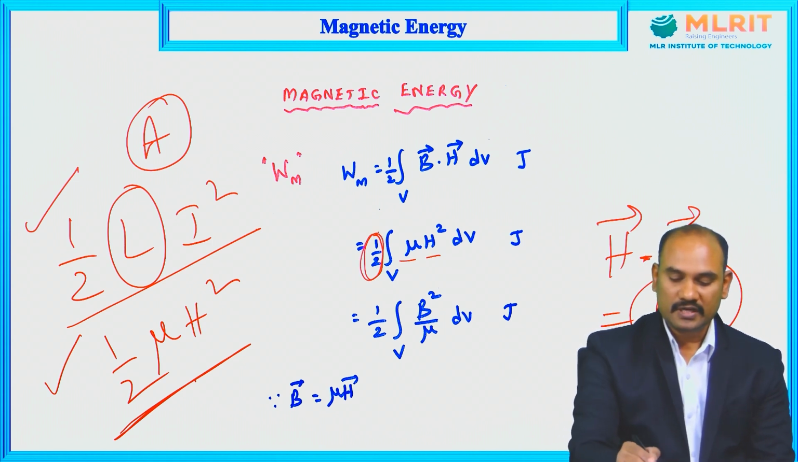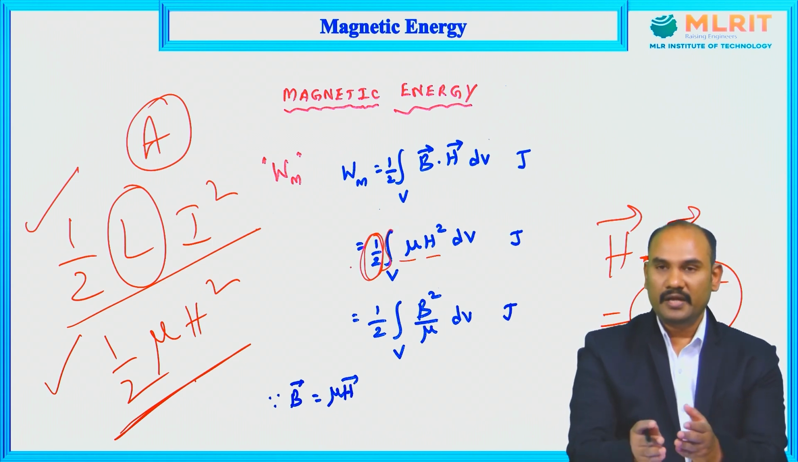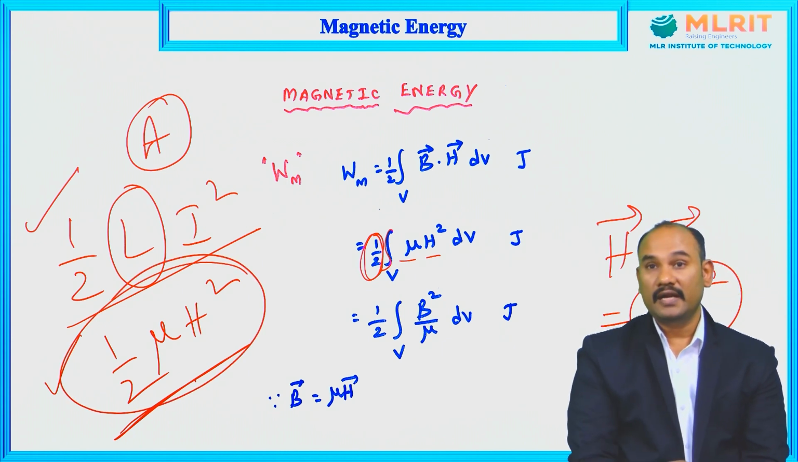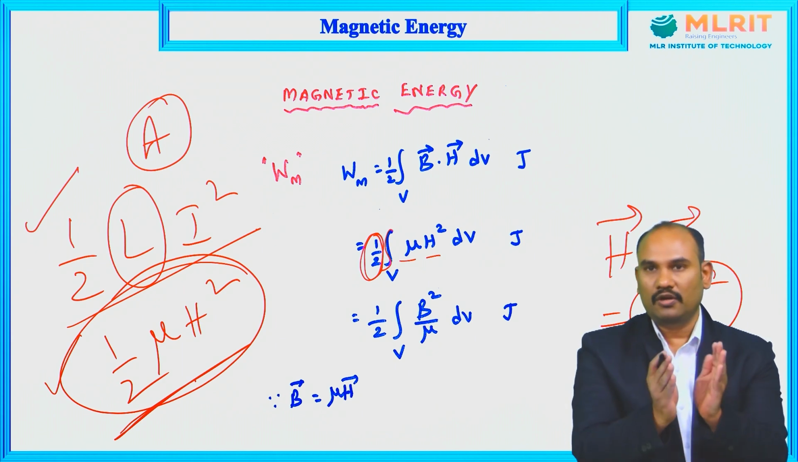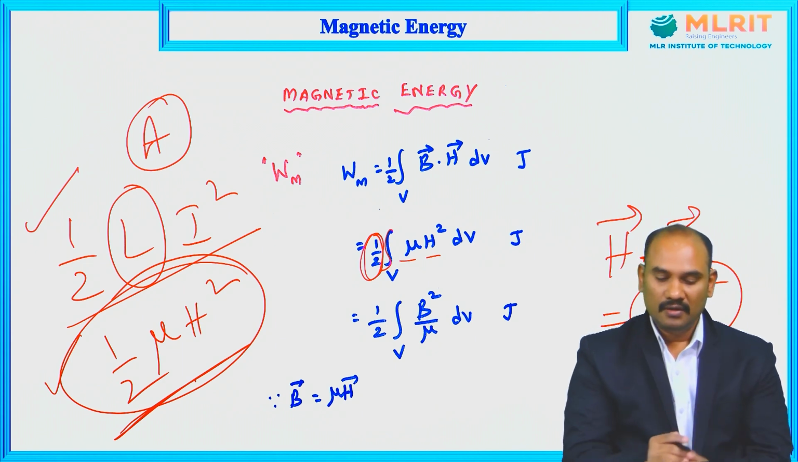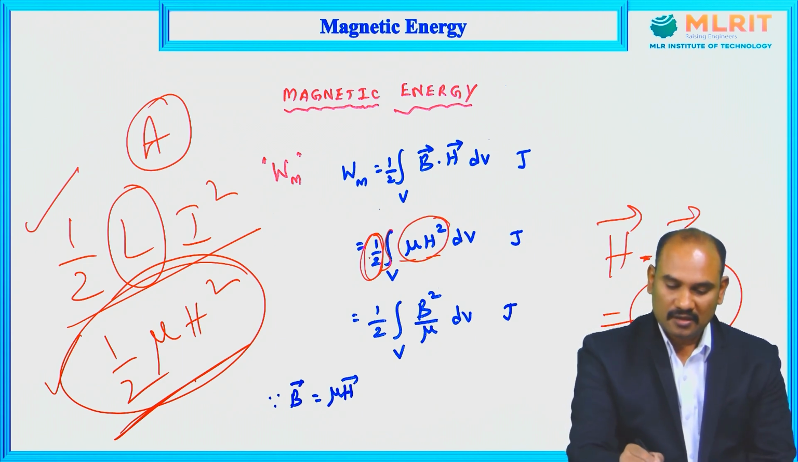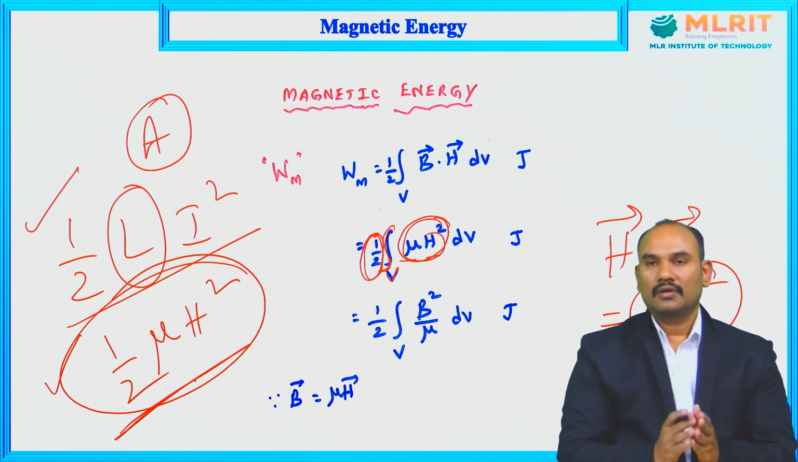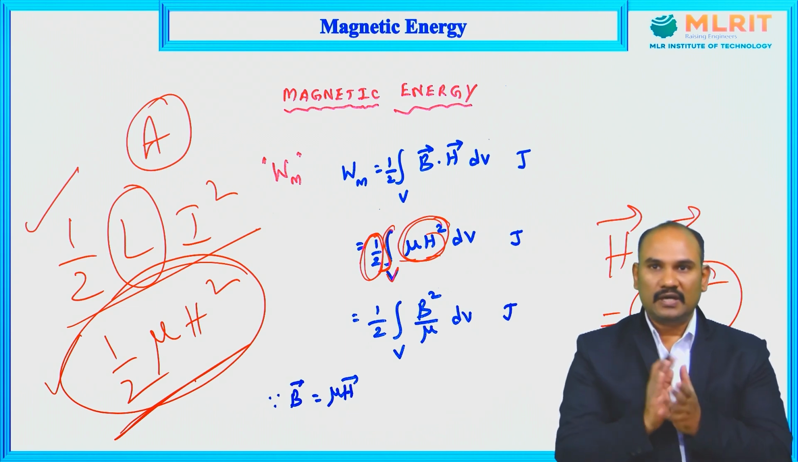Half is a constant, so I am taking it out of the integral. But why am I taking the integral? Because if you take this quantity, you get energy density, not energy. If you want the energy in a certain volume, then you have to integrate this throughout the volume. Then you get energy.